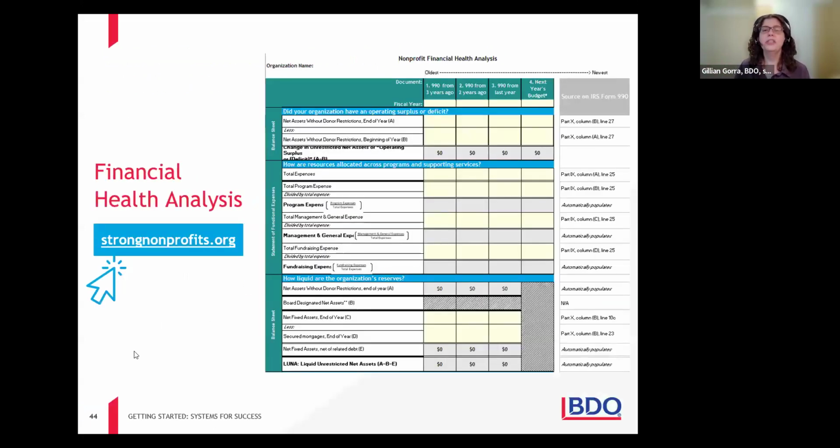We have a financial health analysis tool. So you could take your Form 990 if you have one already, if you are already up and running as a nonprofit, and you could fill in this Excel tool to help you understand something like your liquid unrestricted net assets, your cash on hand, things like that. So this is a tool, and you can see that we've got some information here on what part of the 990 you would find this information to plug into the tool.